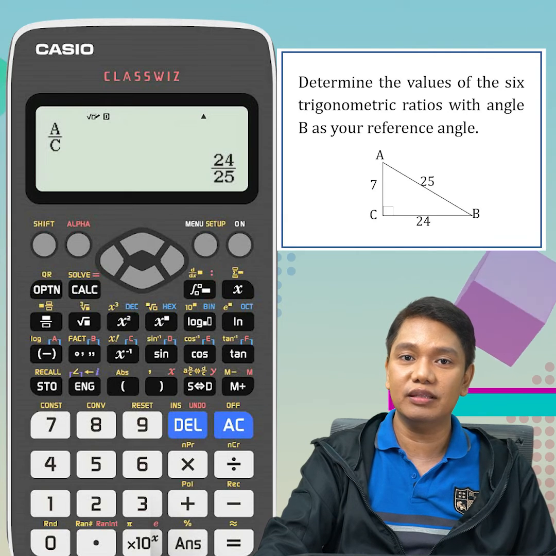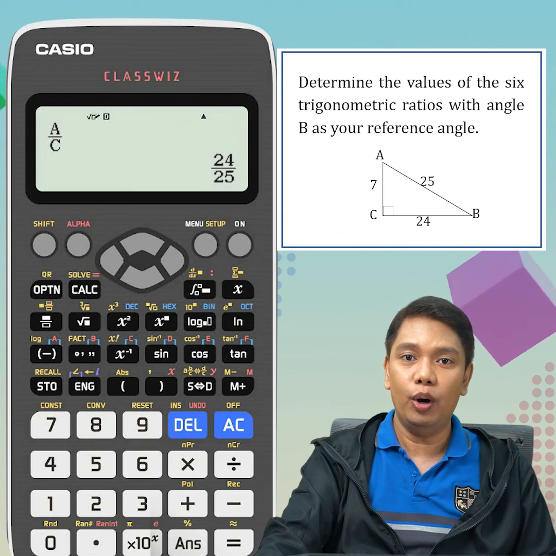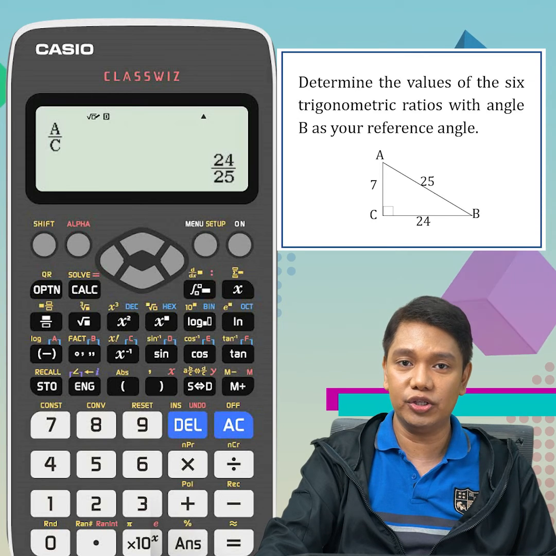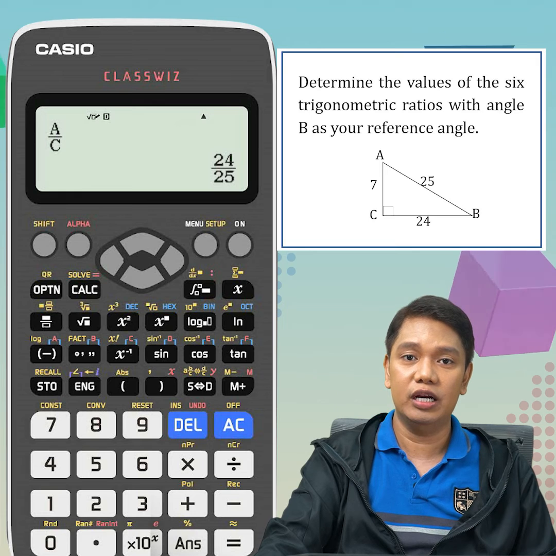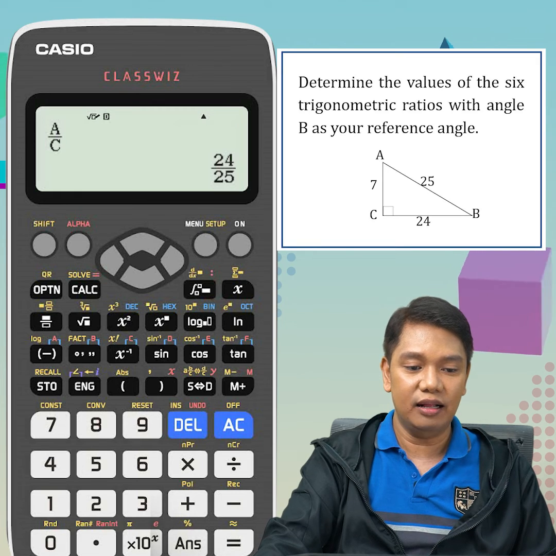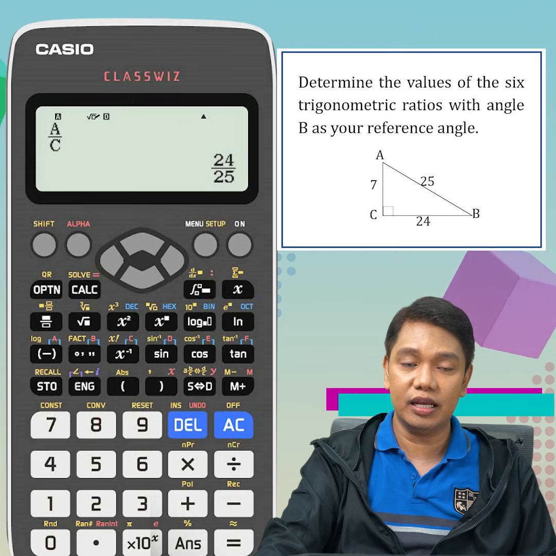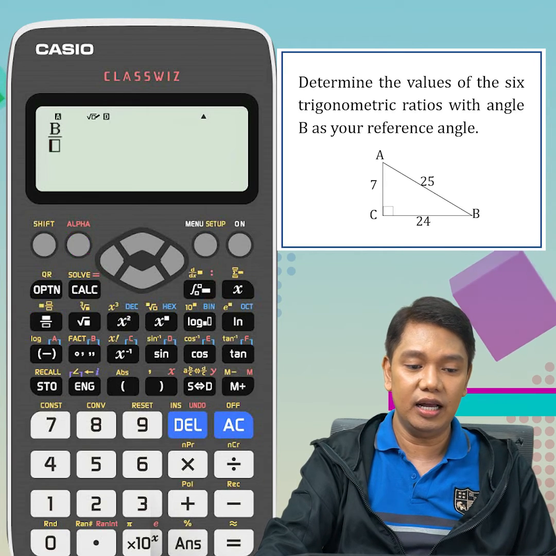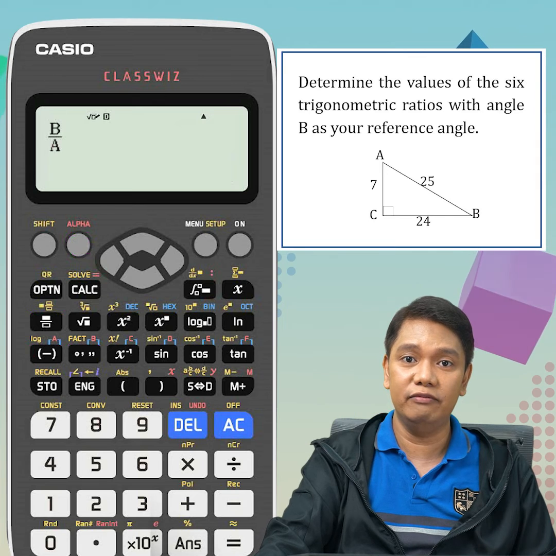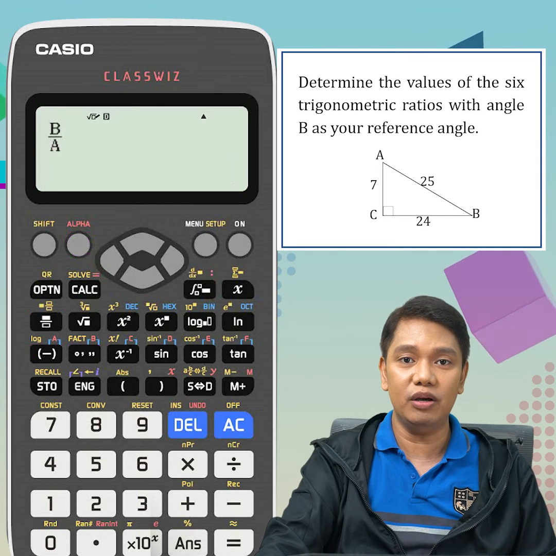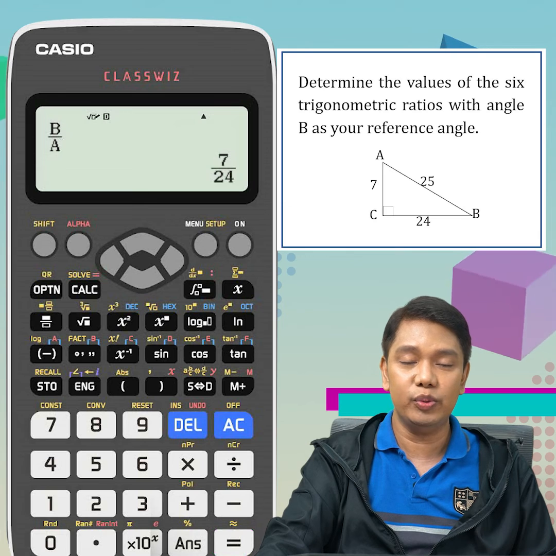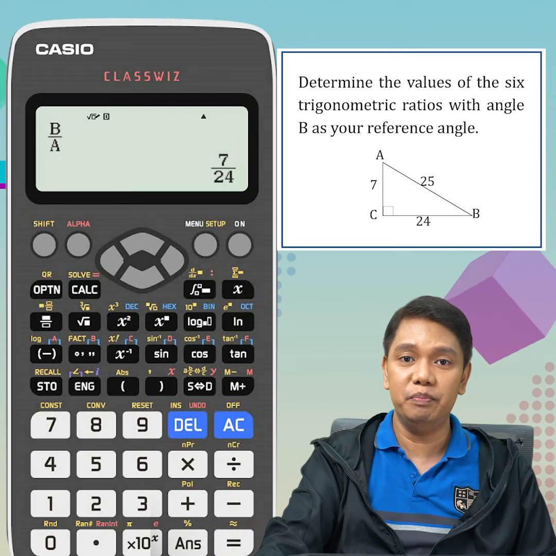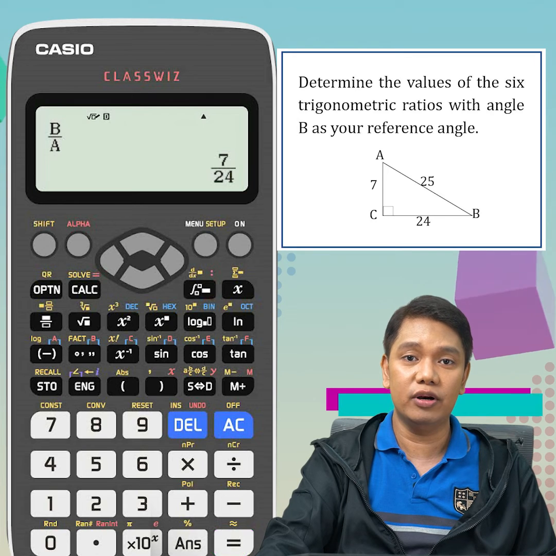Now, to get tangent B, that is opposite side over the adjacent side, then we have the fraction B over A. So we need to press alpha and then the degree, minute, second button to have B, the fraction bar and then alpha and then the negative button to have A. So we have the fraction B over A. Pressing equals, we have 7 over 24. Therefore, tangent B is 7 over 24.